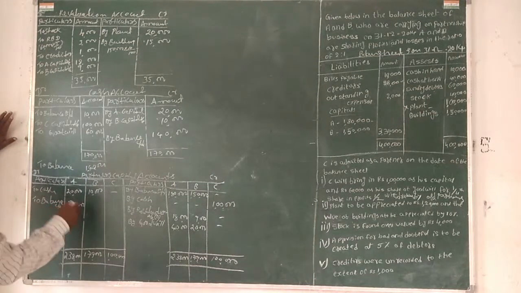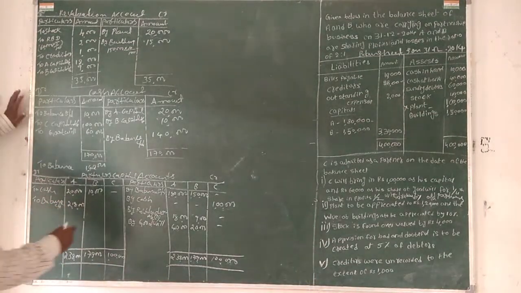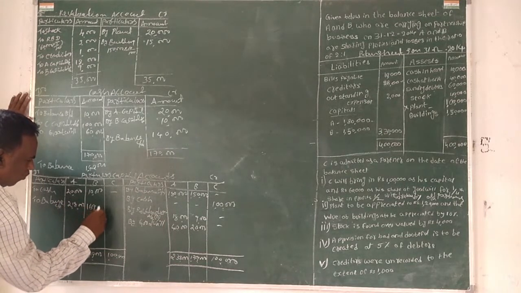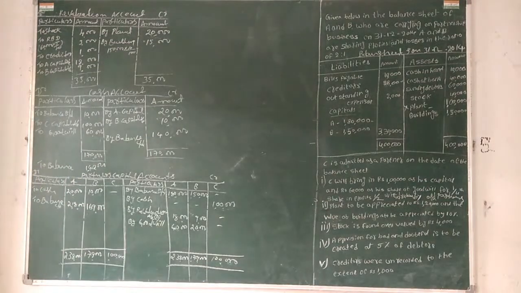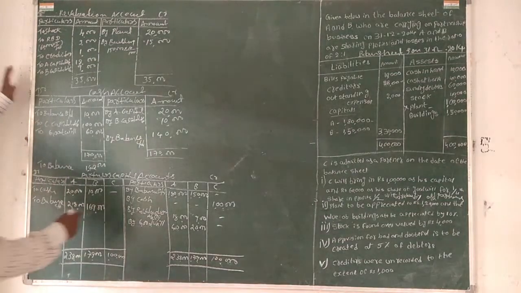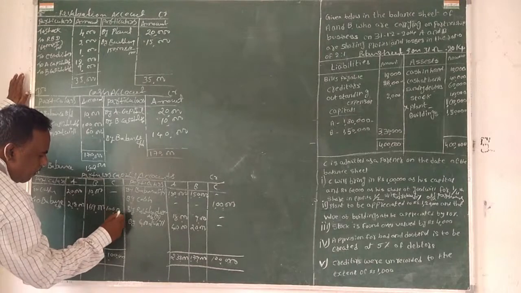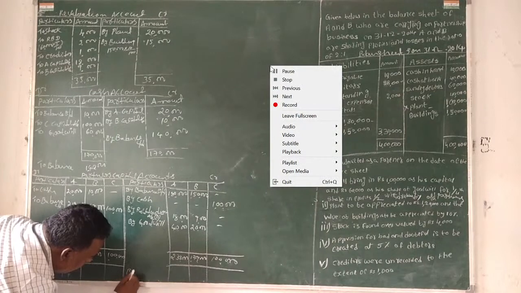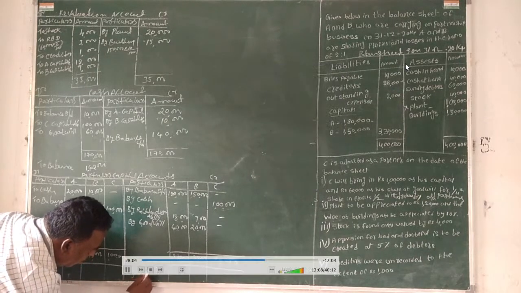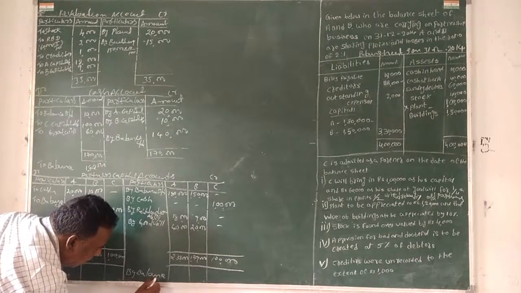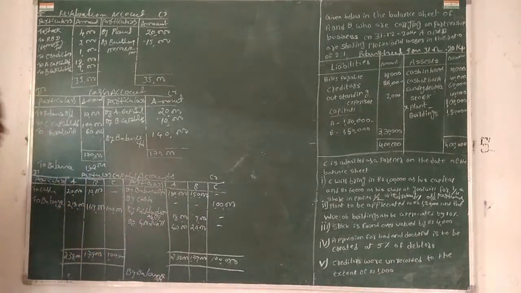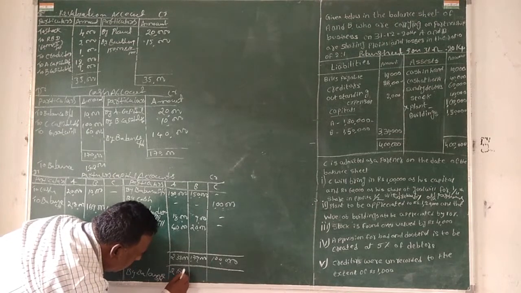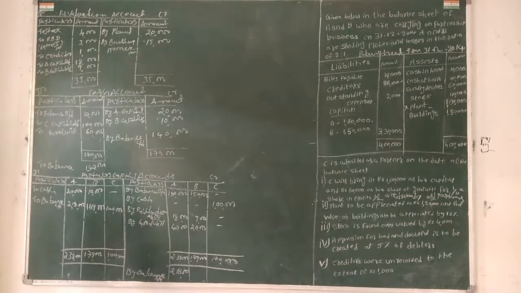A balance 2 lakhs 18,000. B capital account balance 1 lakh 69,000. C capital account balance 1 lakh. This is the partners' capital accounts after adjusted value. After adjustment, A capital shows 2 lakhs 18,000, B capital account shows 1 lakh 69,000, C capital account shows 1 lakh. These are the partners' capital accounts.